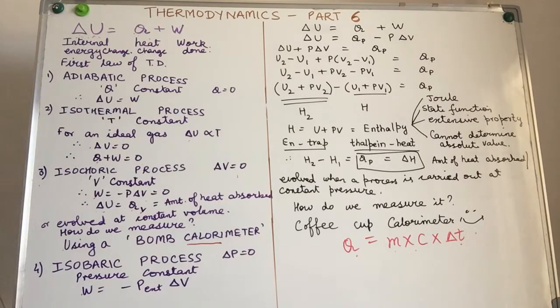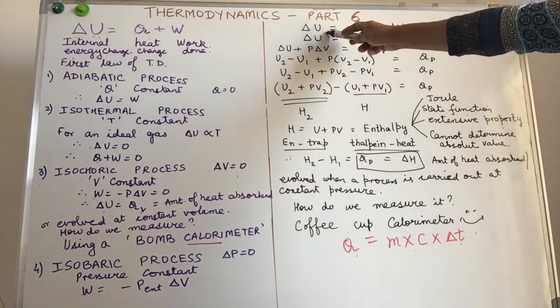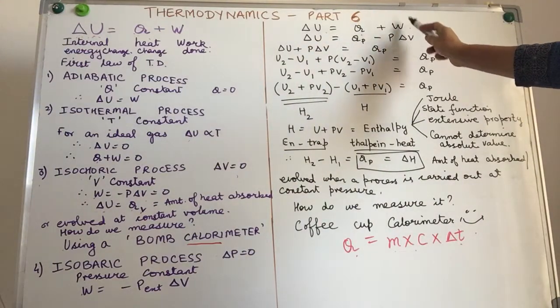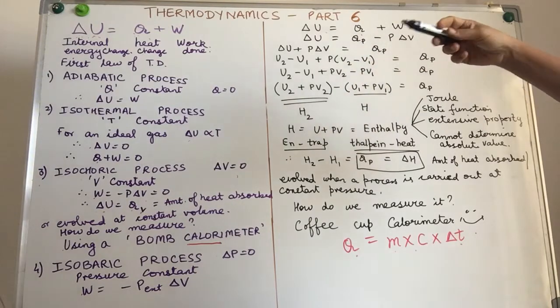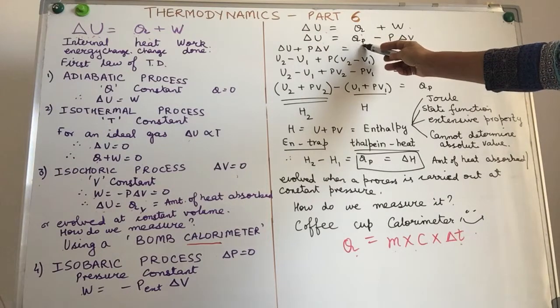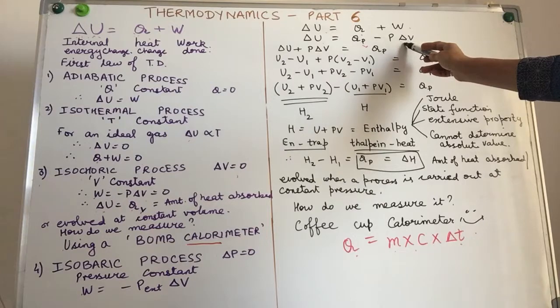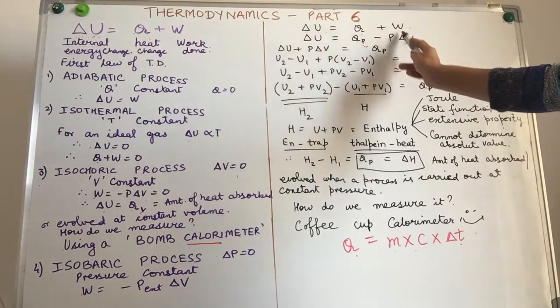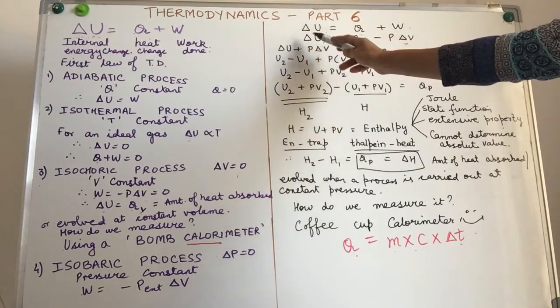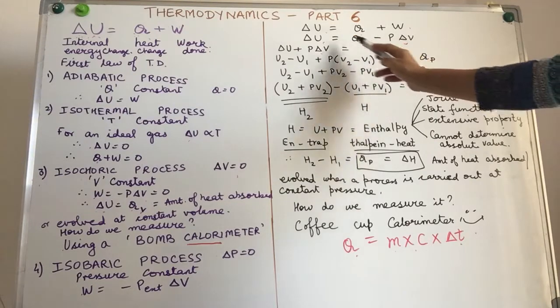So, we shall modify our first law of thermodynamics equation. So delta U is equal to Q plus W. Since it is at constant pressure, there will be work of expansion. Delta U is equal to Q, and because we are doing it at constant pressure, we introduce the subscript P over here, minus P delta V. Taking it to the left hand side, we have delta U plus P delta V is QP.